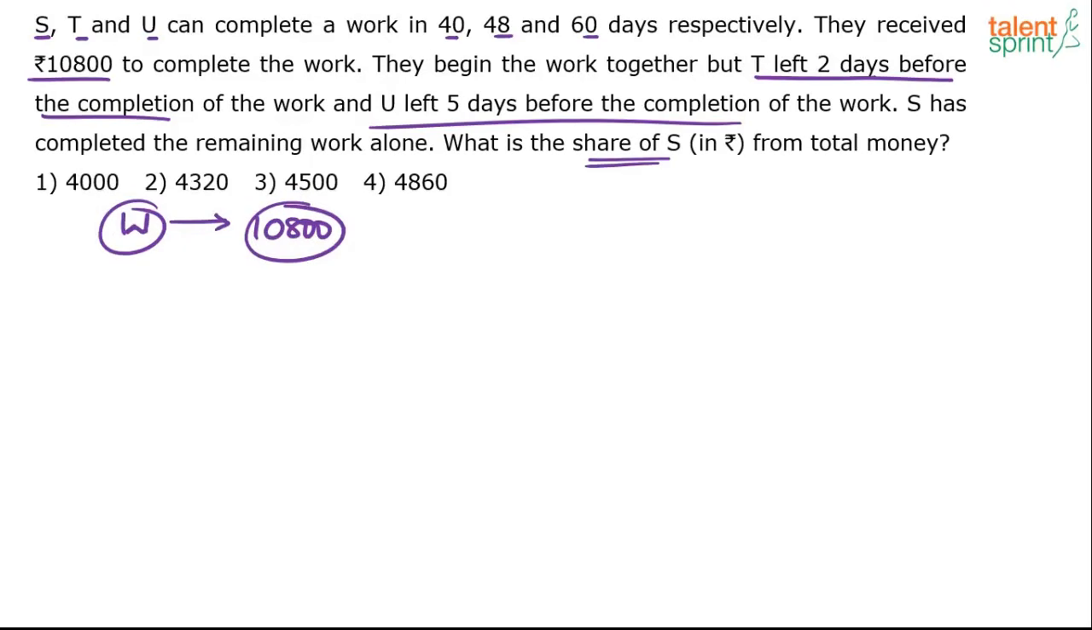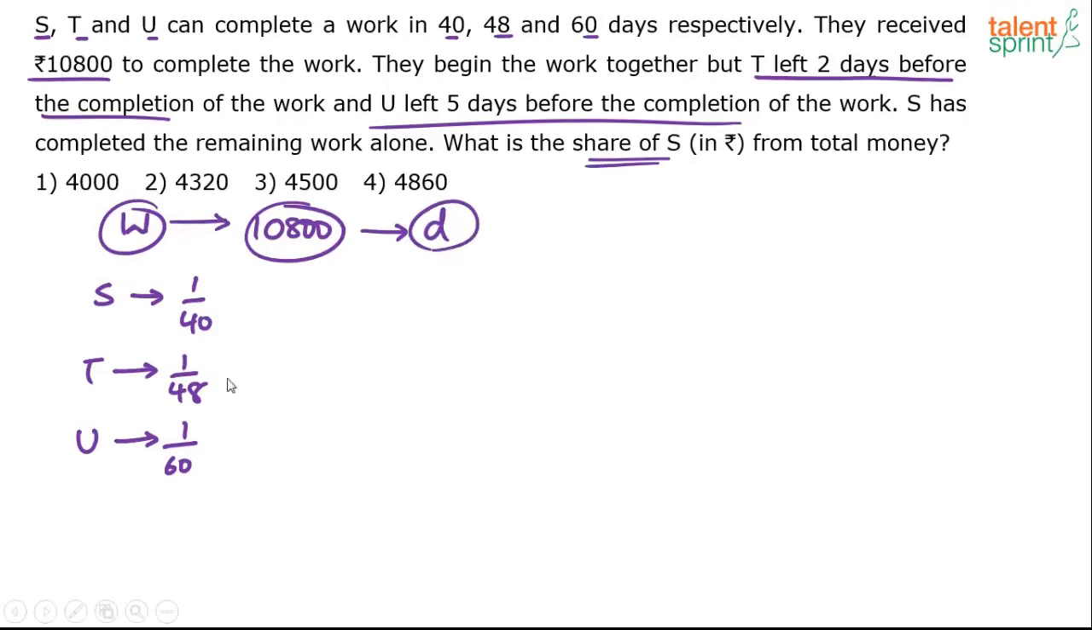First of all, let us find out the total number of days required to complete the work. In how many days the work got over, right? Understand, you know that S's capacity is 1/40. In one day he can do 1/40. T in one day can do 1/48. Don't write this in the exam, by the way, right? And U in one day can do 1/60. These are their capacities. Let's assume the total time taken to do the work was D days.